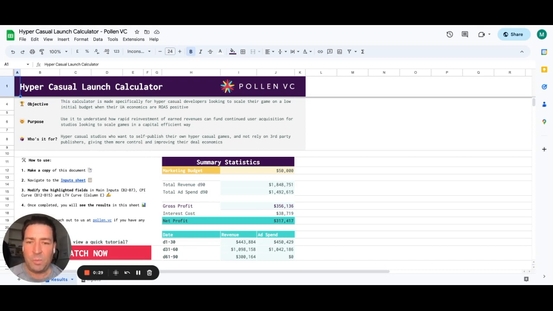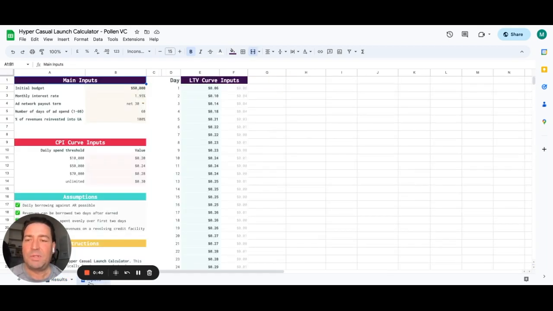So we're going to look at this example of how you can spend more than $1 million on a $50,000 starting budget to scale a hyper-casual game. So let's get into it. I'm going to look at, first of all, the inputs. So there's a few key things we need here.